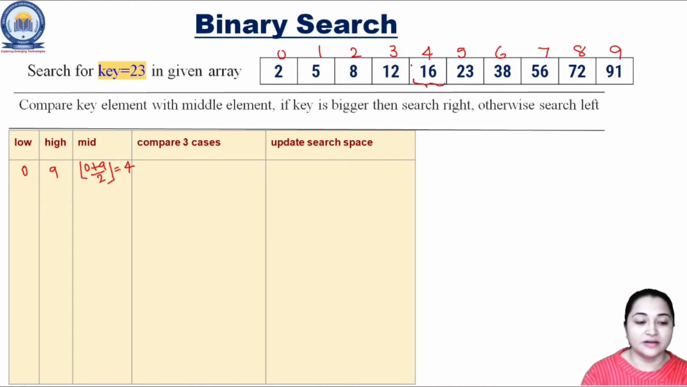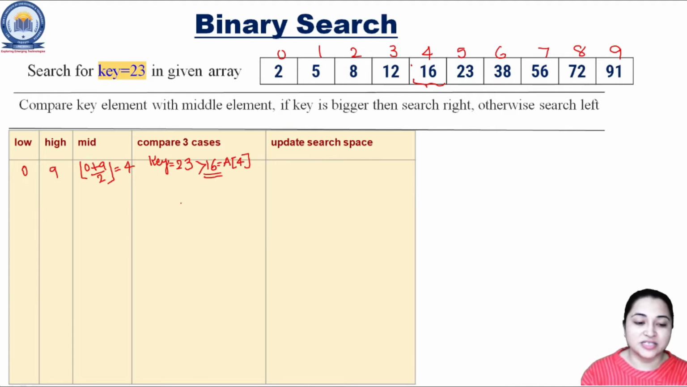Now we will compare cases. There are 3 cases. First, if the key matches the middle element. Second, if the key is greater than the middle element. Third, if the key is less than the middle element. So let us compare the key. Our key is 23, and the middle index that we got is 4. The element at the fourth index is 16. So 23 is greater than the middle element.